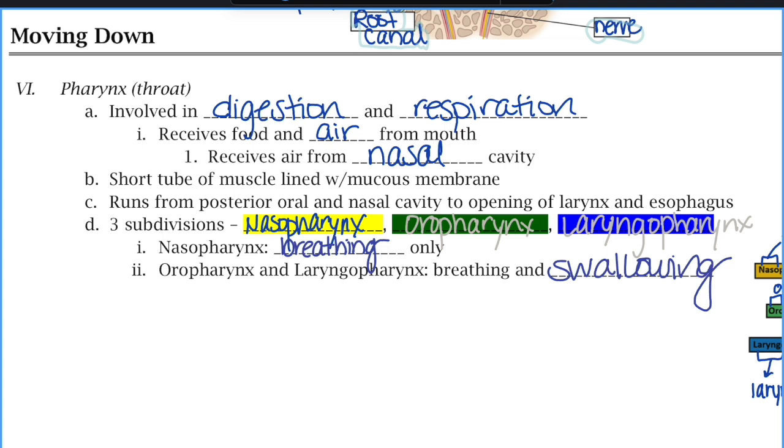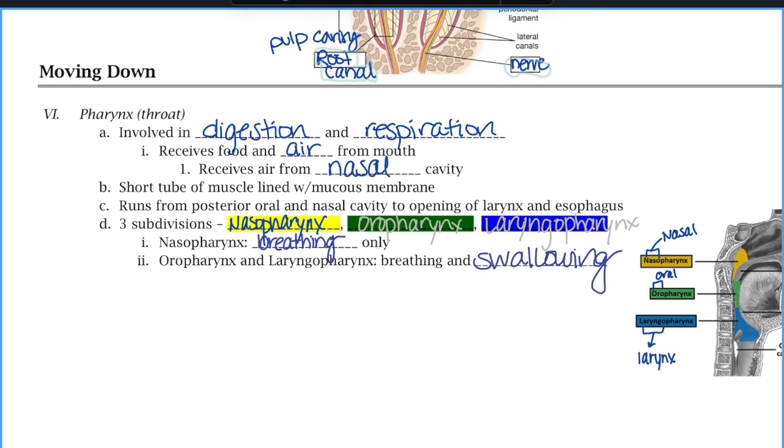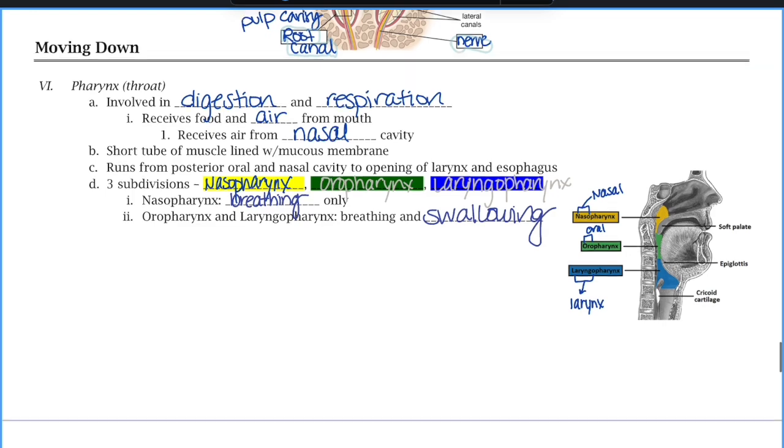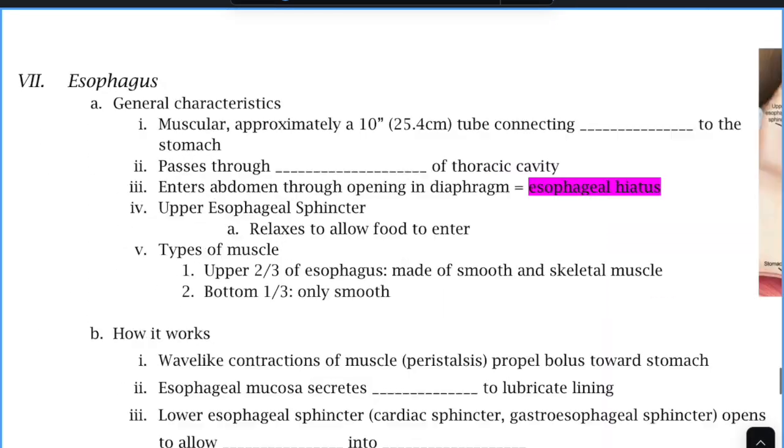Okay, my friends, today we're going to finish off with the esophagus. And then tomorrow we will do deglutition, which is the swallowing reflex. And then that's the first note set. Then the stomach is going to go quicker than this one for sure. Thanks for joining me here.